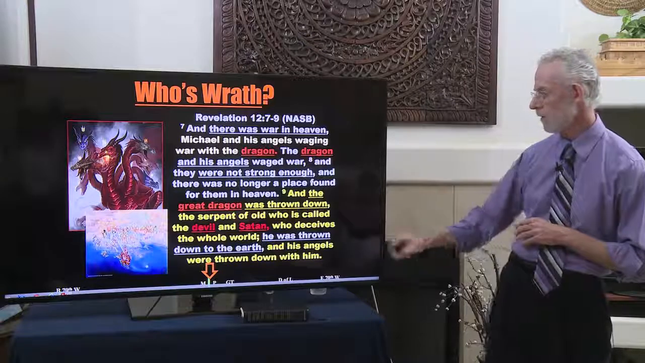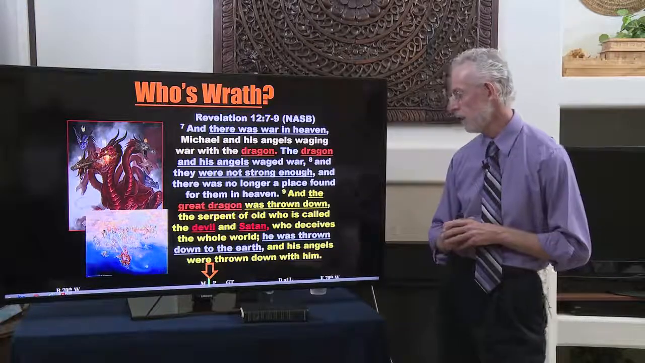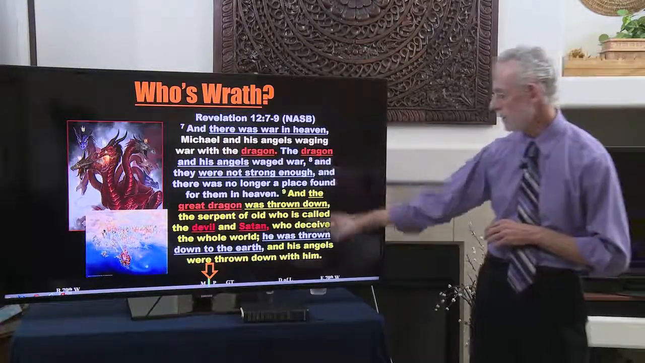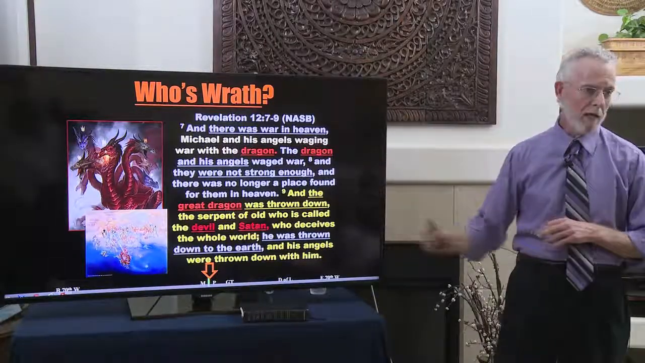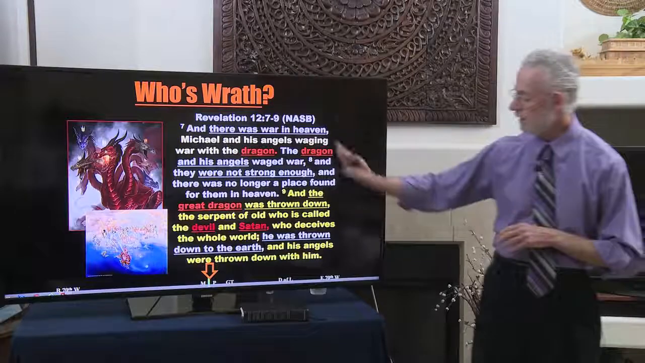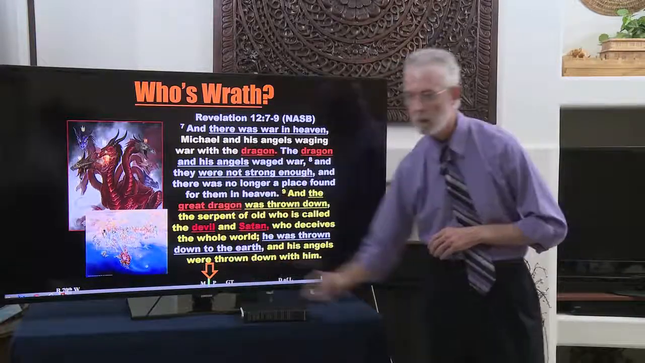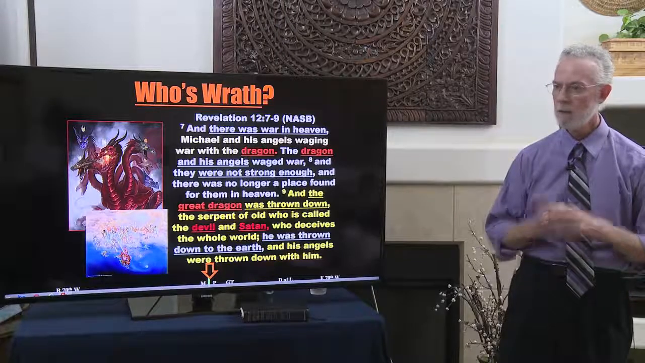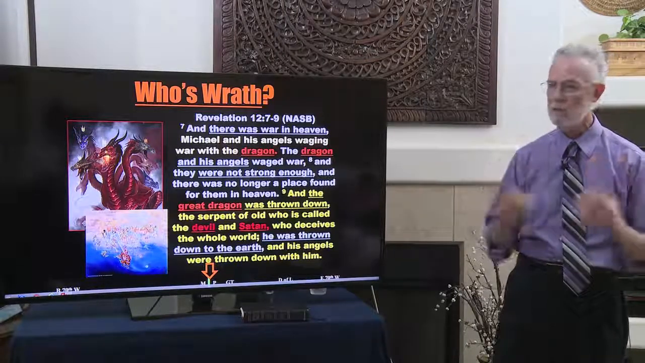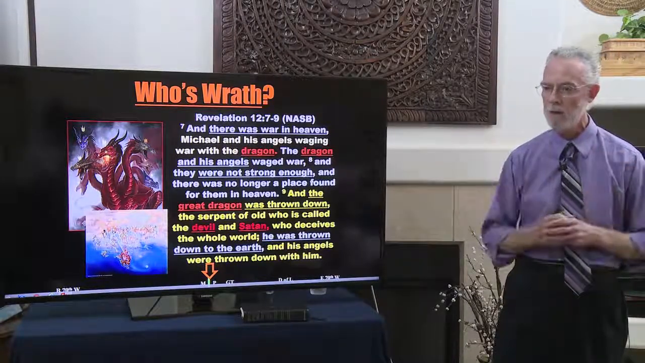So the great dragon was thrown down, the serpent of old, who's called the devil and Satan, who deceives the whole world. He was thrown down to the earth, and his angels were thrown down with him. This is an amazing passage of scripture right here. We're told that at this point, Satan himself is literally going to be cast out of heaven. Right now, Satan still has access to heaven. Remember, he's allowed to go up to heaven right now. He accuses us of our sin. We're told he's the accuser of the brethren.